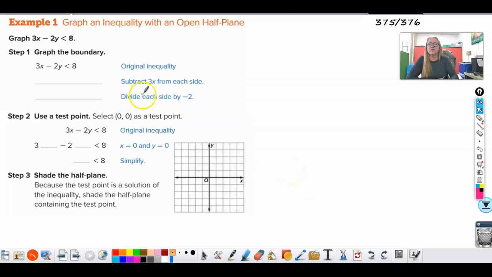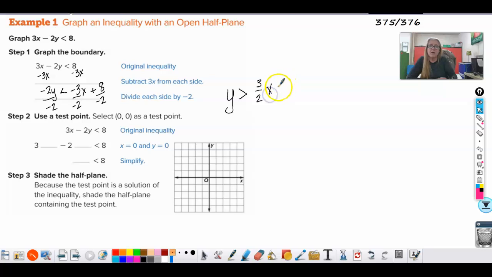All right, graph an inequality with an open half plane. Graph the boundary. The first thing we have to do is get this in slope-intercept form, okay? We need y by itself on the left, so we're going to subtract 3x from both sides, and that gives us negative 2y is less than negative 3x plus 8. Now we have to divide everything by negative 2. Remember, with inequalities, if you divide by a negative, you have to switch the sign. So that's going to give us y is greater than 3 halves x minus 4, because we have positive 8 divided by negative 2.